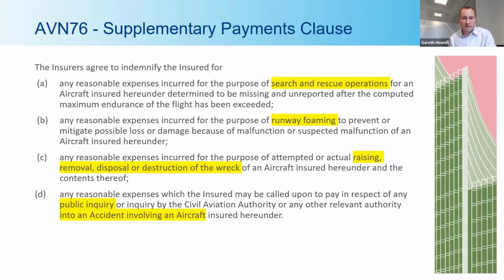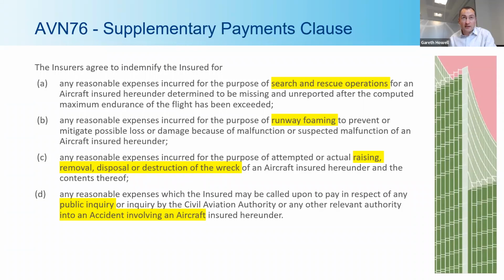And then the final one, paragraph D, are expenses relating to a public inquiry or a CAA inquiry following an aircraft accident that was insured by this policy. I guess that's something that may become more prevalent as time goes on, that there may be more inquiries into accidents, and expenses which are related to that may be covered again by AVN 76.